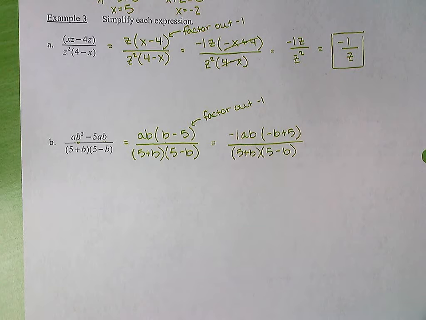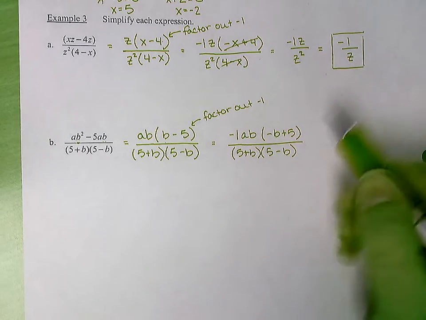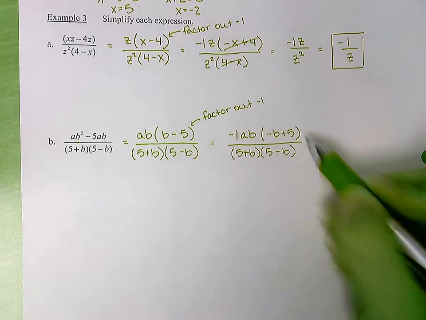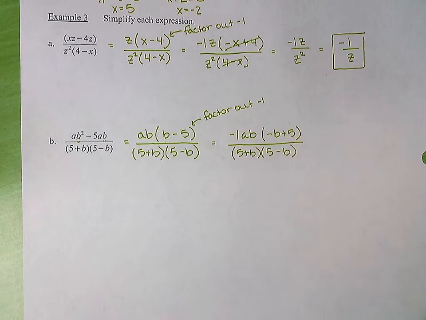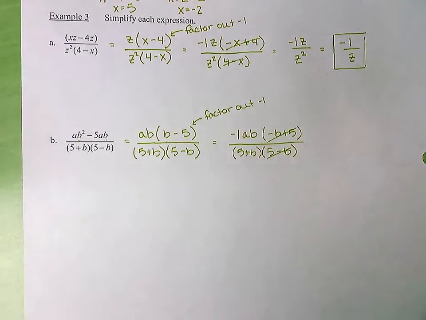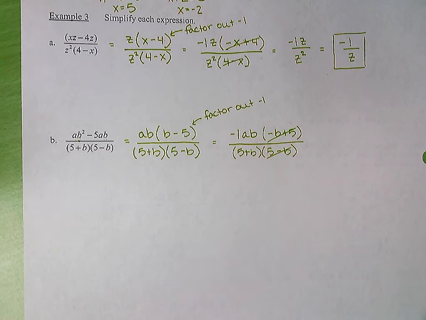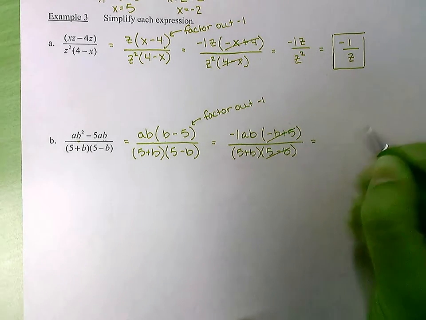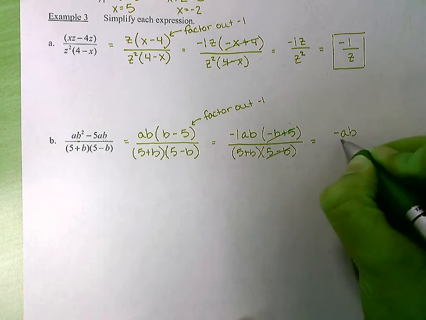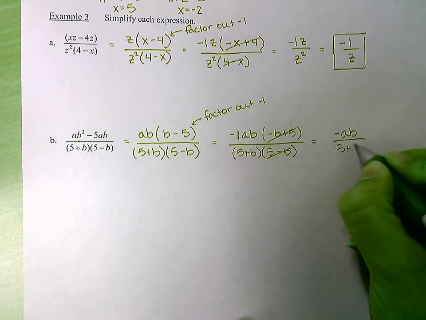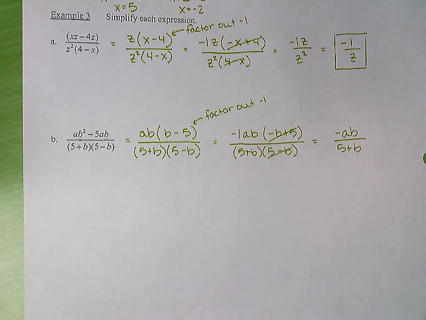So now, in the numerator, I have negative B plus 5, and in the denominator, I have 5 minus B. If you need to, you can switch that order, so I'd have 5 minus B. If you need to do that so you can see it, that's fine. Otherwise, those two will cancel out. And I'm left with negative AB over 5 plus B. And if you keep the 1 there, that's fine.